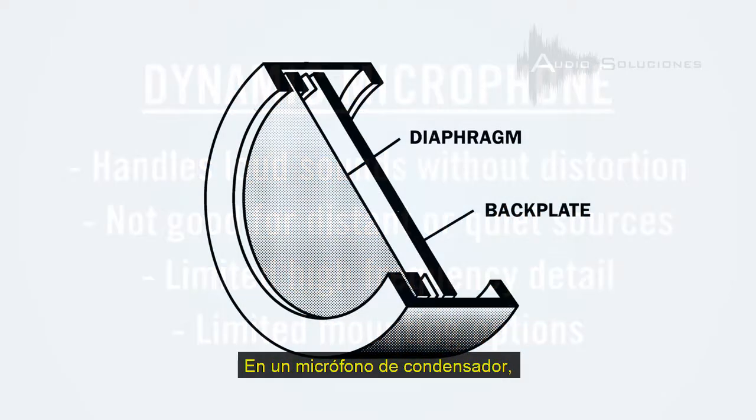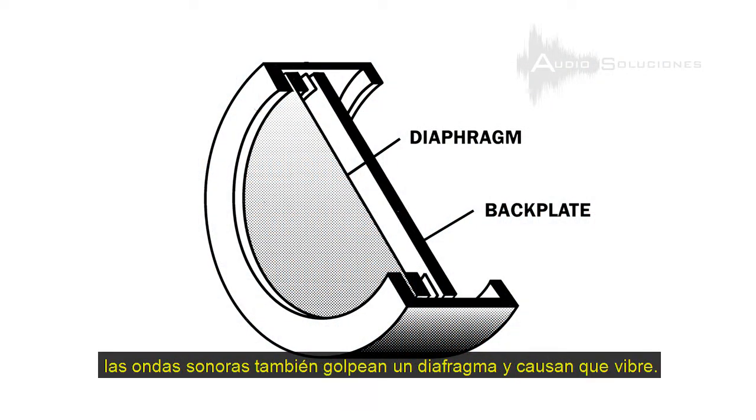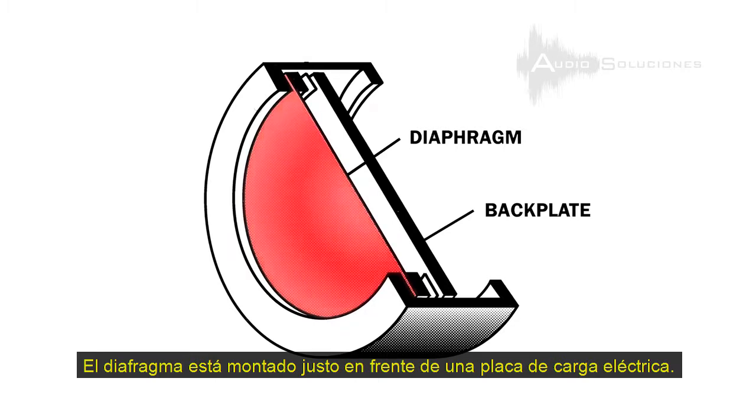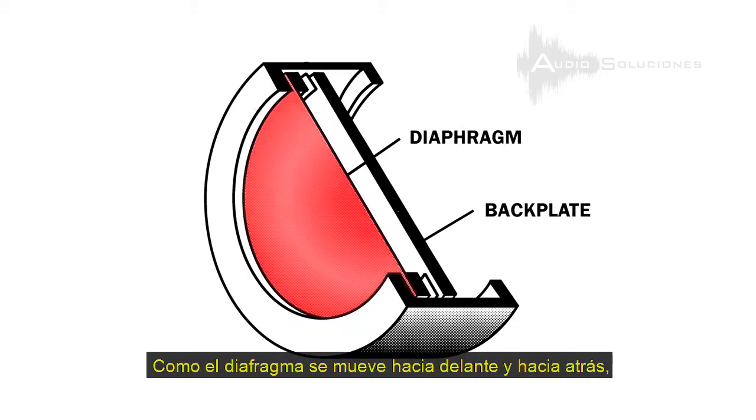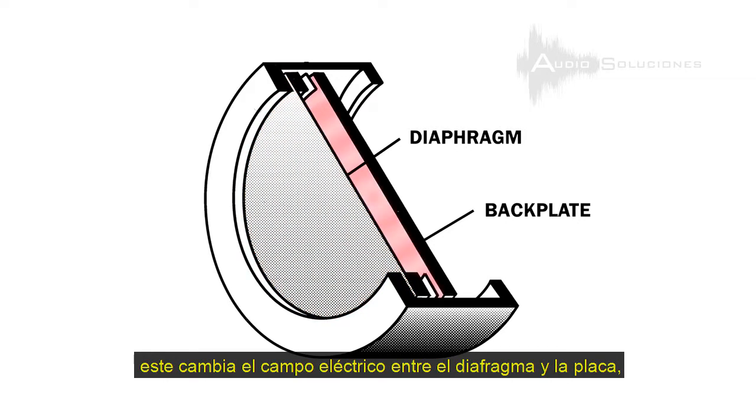In a condenser microphone, sound waves also strike a diaphragm and cause it to vibrate. The diaphragm is mounted just in front of an electrically charged plate. As the diaphragm moves back and forth, it changes the electric field between the diaphragm and plate, which generates an electrical signal that corresponds to the sound.